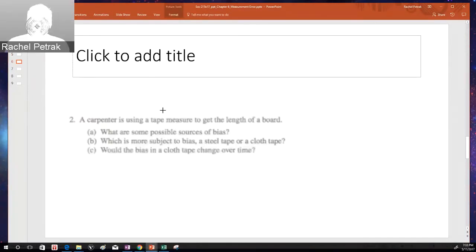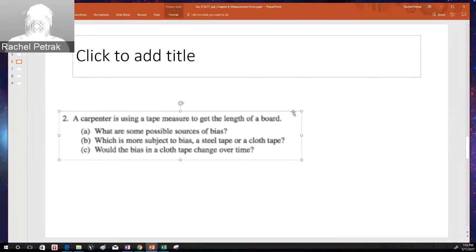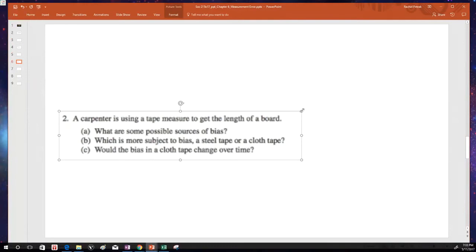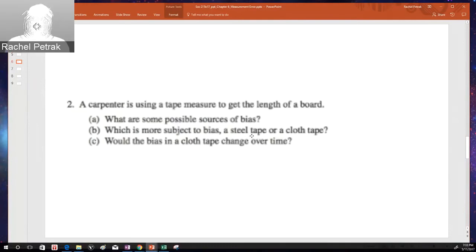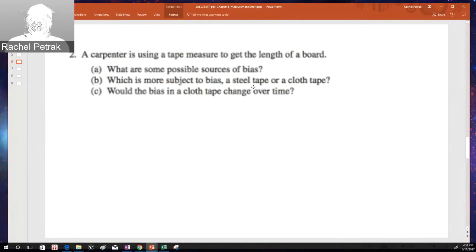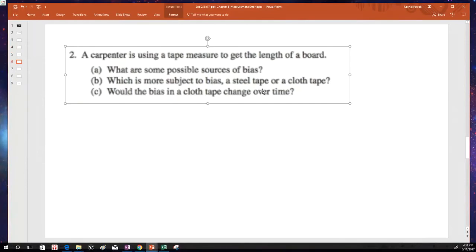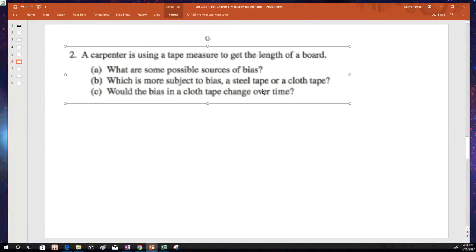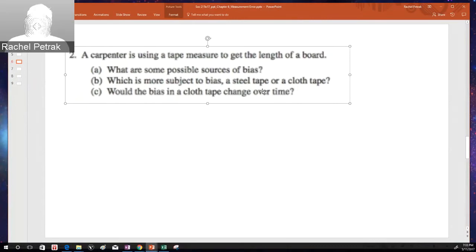Now we're looking at problem 2. A carpenter is using a tape measure to get the length of a board. Boy, no wonder I had that example in my mind. So you're using a tape measure to get the length of a board. What are some possible sources of bias here? The tape measure itself. And so aspects of the tape measure first are some things that might affect our bias.